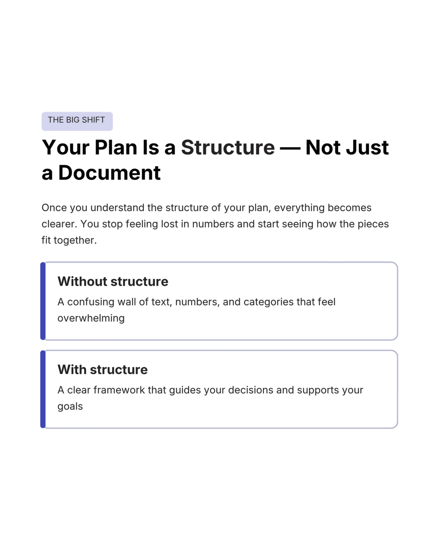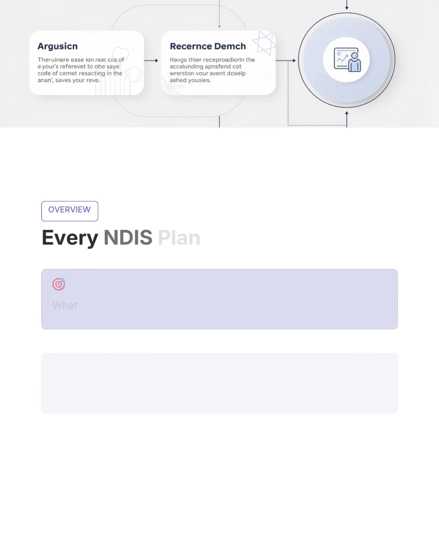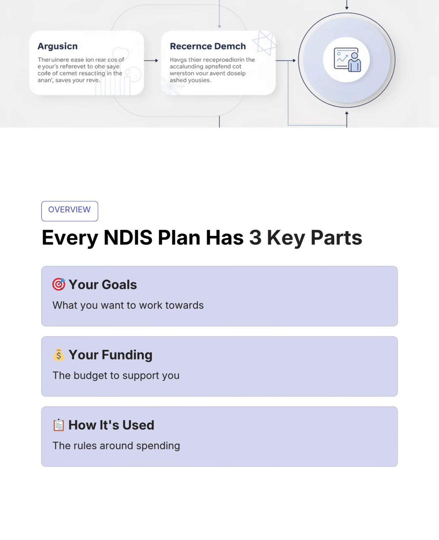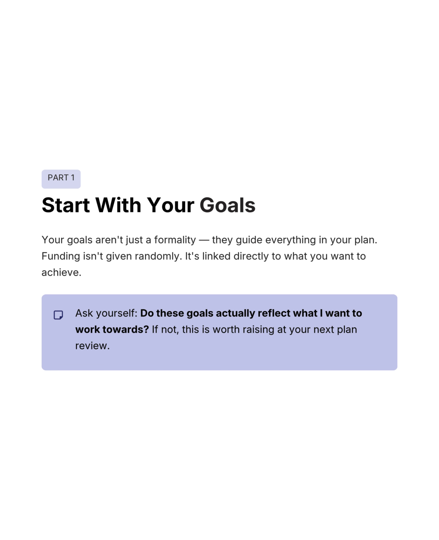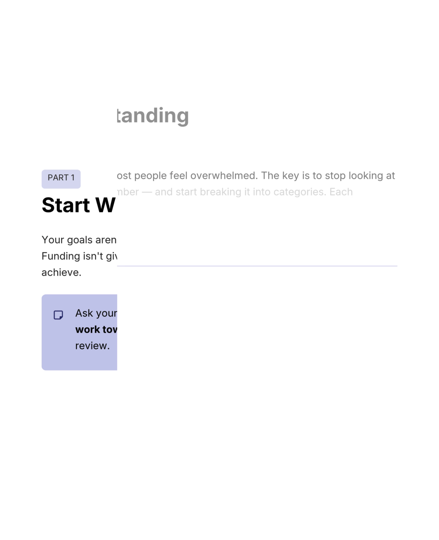The first thing to understand is that your plan is not just a document, it is a structure. And once you understand that structure, everything becomes a lot clearer. At a high level, your plan has three main parts: your goals, your funding, and the information that explains how that funding can be used. Your goals are important because they guide everything else. Funding is not given randomly. It is linked to your goals. So when you are reading your plan, start there. Ask yourself, do these goals reflect what I actually want to work towards?